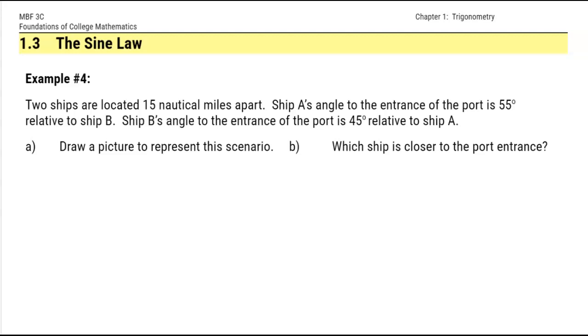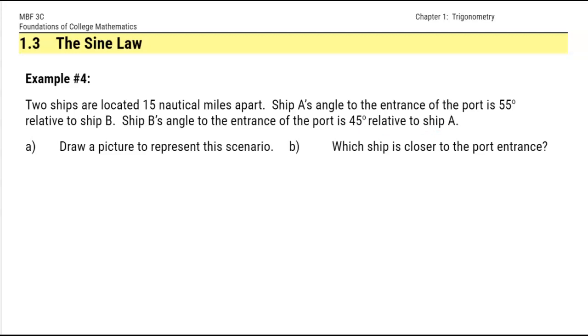Okay, so it reads, two ships are located 15 nautical miles apart. Okay, so I've got two ships. Ship A's angle to the entrance of the port is 55 degrees relative to ship B. Ship B's angle to the entrance of port is 45 degrees relative to ship A. Whew, that is a mouthful.